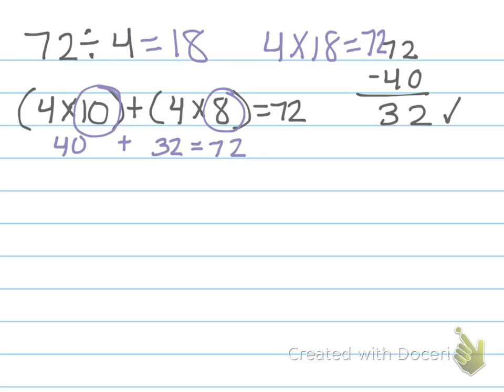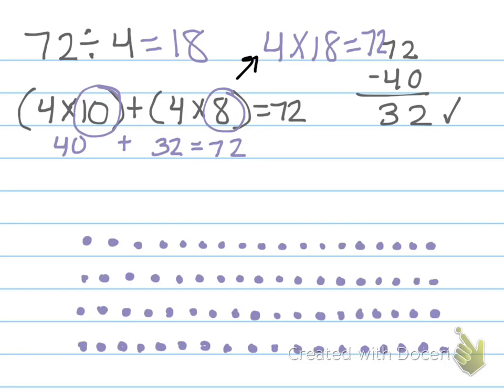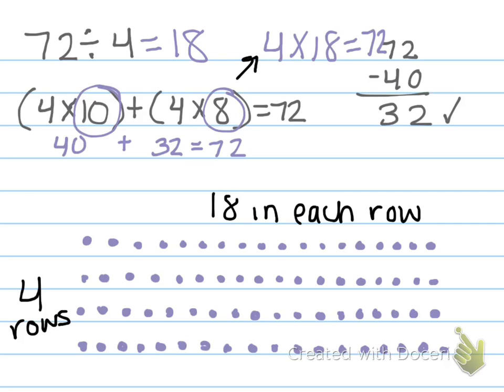All right. Lastly, I can show this by making an array, and that would be using my multiplication sentence. 4 rows of 18. All right, so that is 4 rows with 18 in each row. So that is 4 times 18, and I get 72.